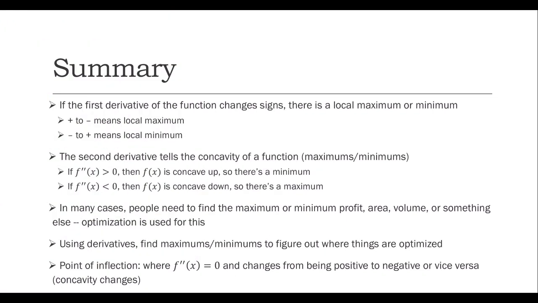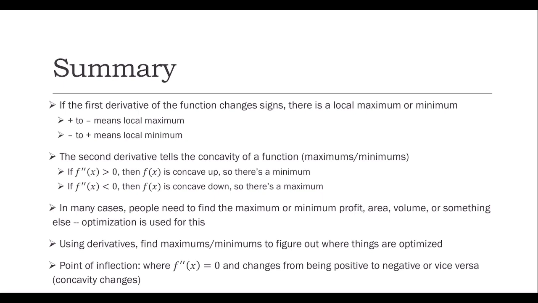So in summary, if the first derivative of the function changes signs, then there's a local maximum or minimum. If it's positive to negative, you have a local maximum. If it's negative to positive, you have a local minimum. The second derivative tells the concavity of a function and can tell you whether you have a maximum or a minimum. If the second derivative is greater than 0, then f of x is concave up, so there's a minimum. If the second derivative is less than 0, then f of x is concave down, so there's a maximum.